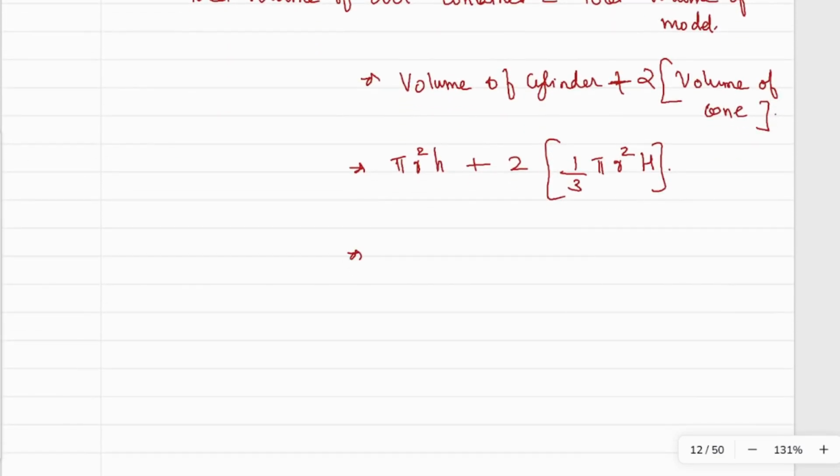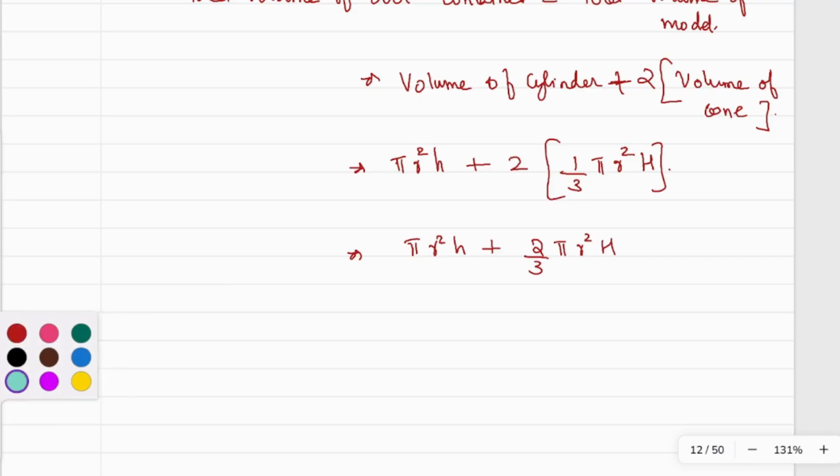Now I can solve the problem in two ways. In the first method, I can directly substitute all those values and find the value. Otherwise, I can take the common numbers out, and thus I can solve the problem, right? First let me solve it in pi r square h plus 2 into 1 by 3 pi r square h. Here, when I am multiplying, this value will become 2 by 3 pi r square capital H.